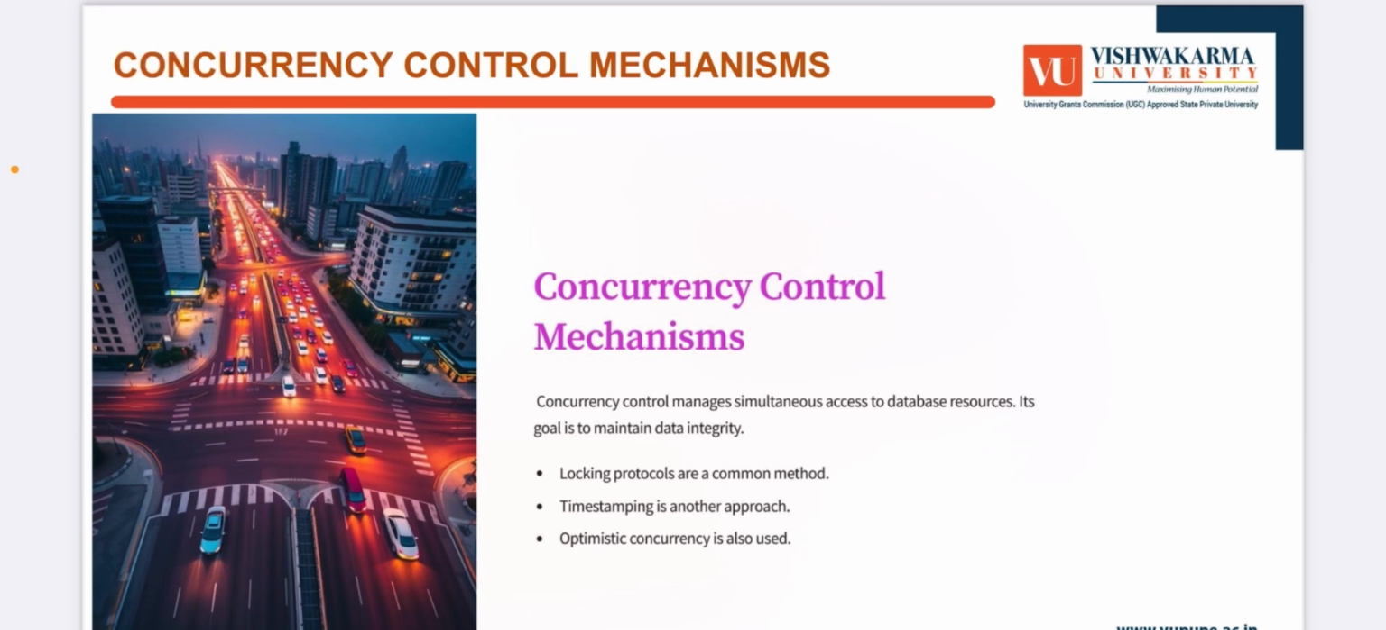Let's move to the concurrency control mechanism. Concurrency control mechanisms basically manage access to data resources. Their goal is to maintain data integrity. Locking protocols are a common method. Timestamping is another approach. Optimistic concurrency is also used.